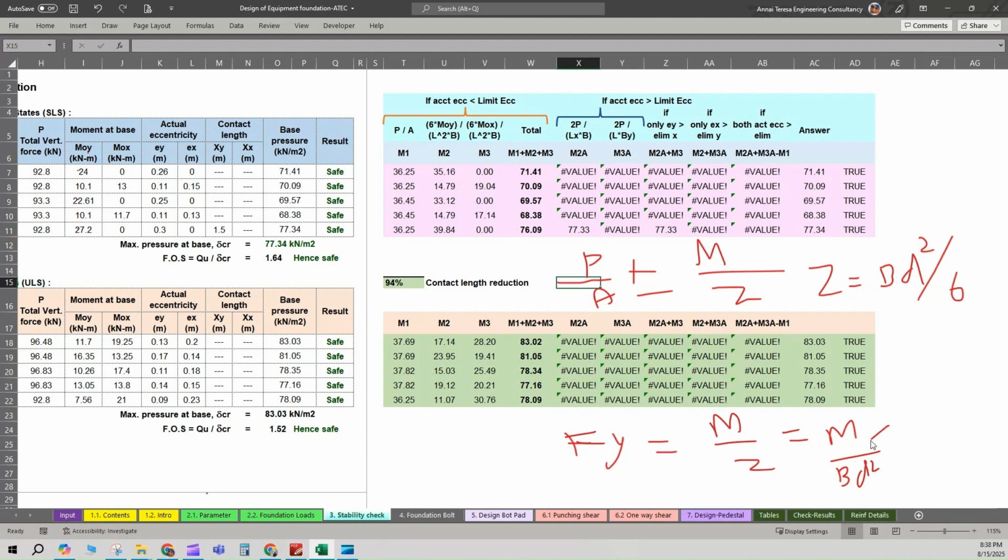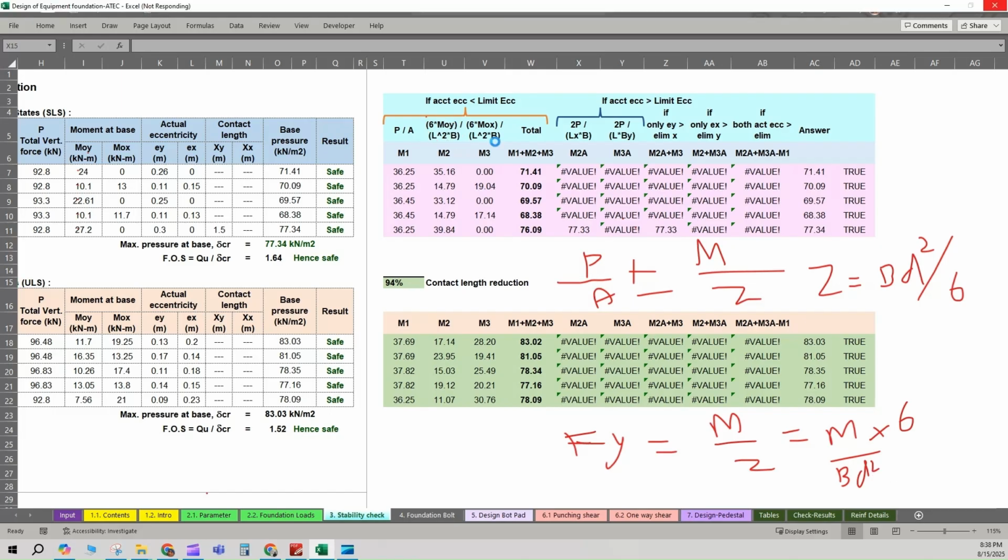This 6 we can put at the top, so it means 6M divided by BD square. That is what we have applied here: 6 into moment divided by L square by B, and here L square by D. So this is a simple bending moment equation. P by A is nothing but the total vertical load divided by the area, and the area we already calculated as length multiplied by breadth. That is how the equation is calculated here.